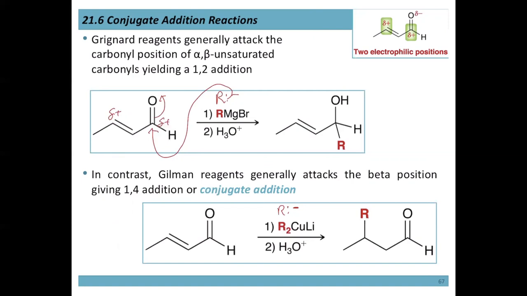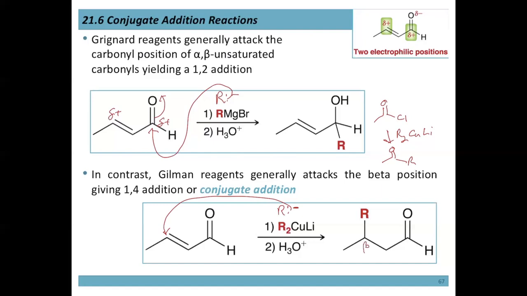Now the Gilman reagent, if you remember, we saw it before with acid chlorides. We took the acid chloride, we took the reagent. Normally a Grignard would add twice, but the Gilman, being nice, only added once to that acid chloride. And again, we see this different reactivity with the Gilman reagent, where it actually attacks at the beta, or does a conjugate addition or a 1,4 addition. And so it substitutes at the beta.